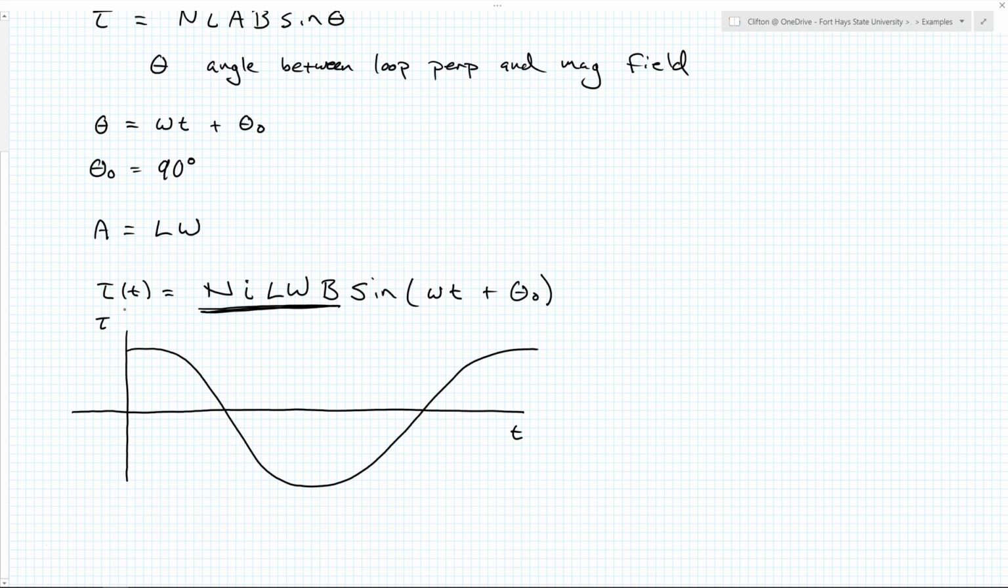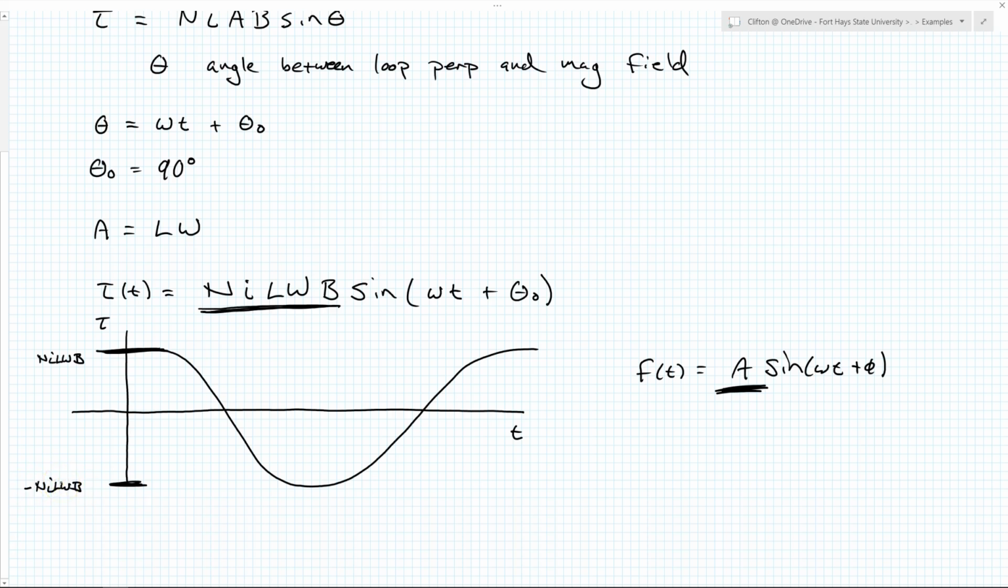Now the reason that we want to look at this plot is so that we can make the connection or identify what the peak torque is going to be. So anytime I have a sine function, right? So if I've got some function of t, it's equal to A sine omega t plus some phase factor. This piece out here is called the amplitude, and the absolute value of that amplitude is the peak. And it's the peak because if I look at the graph here, right, this height here is going to be N I L W B, and then down here it's going to be negative N I L W B.